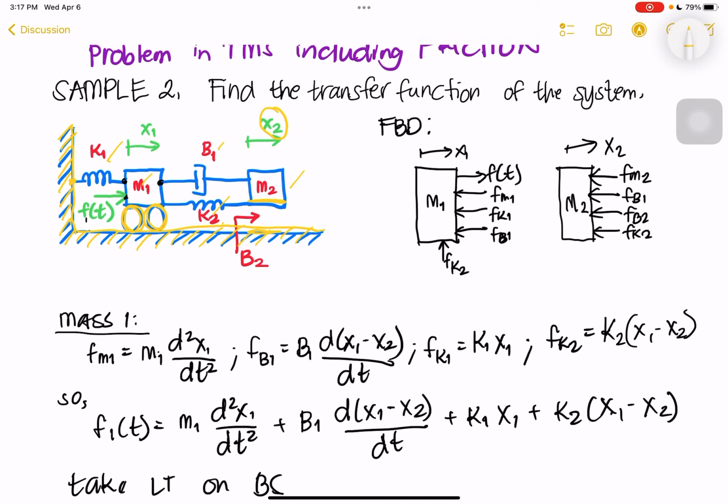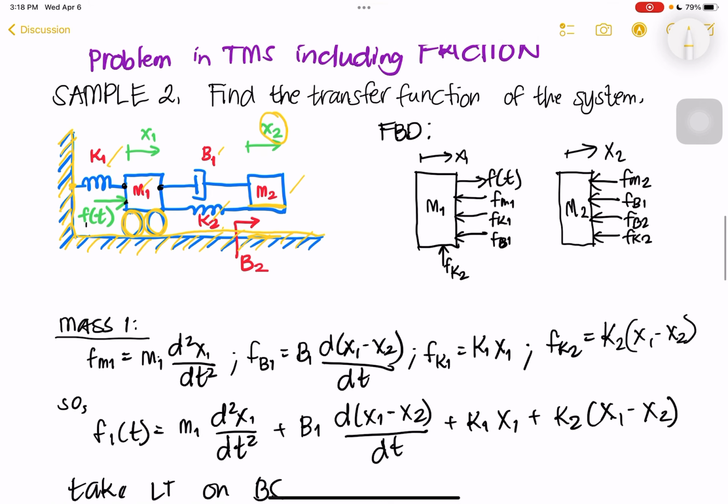translational mechanical system elements. So again, what we need to do to solve for the transfer function of a mechanical system is first, we have to identify if it is either translational or rotational. For this one, since we have M1 and M2, and we have a force instead of a torque, and we have displacement instead of angular displacement, we can conclude that this is a translational mechanical system.